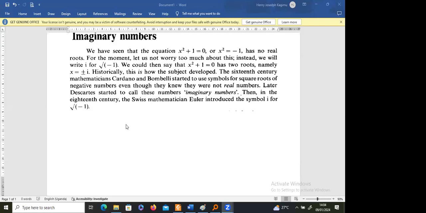Historically, this is how the subject developed. The 16th century mathematicians Cardano and Bombelli started to use symbols for square roots of negative numbers, even though they knew they were not real numbers. Later, Descartes started to call these imaginary numbers. Then in the 18th century, the Swiss mathematician Euler introduced the symbol i for the root of -1.